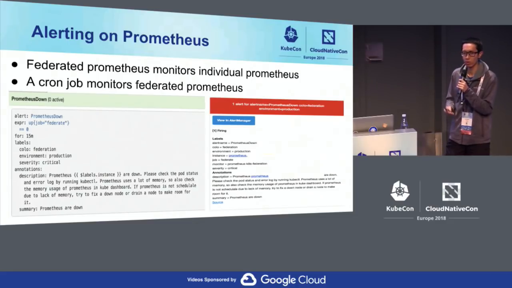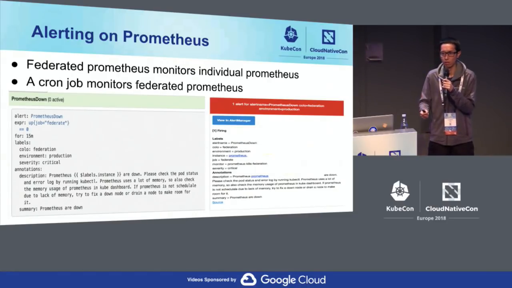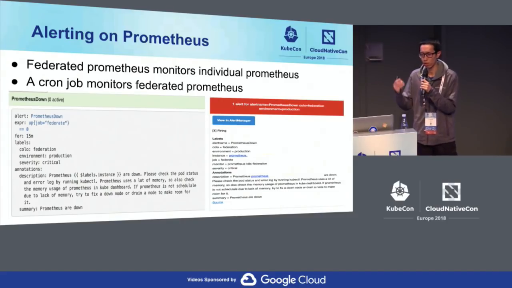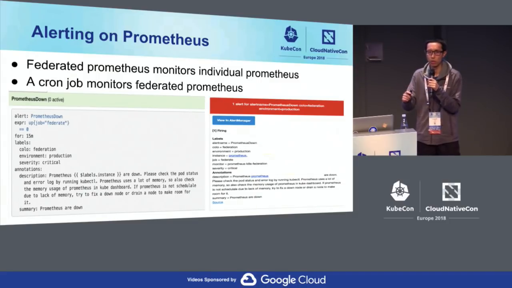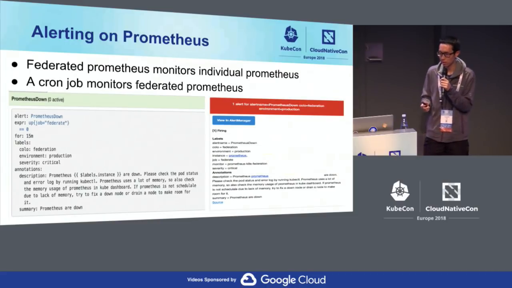So, of course, we couldn't miss the most important alert, which is to alert on our Prometheus server. Obviously, if the Prometheus server goes down, none of this will work. So to do this, we set up an alert in our federated Prometheus server. And if any individual Prometheus server goes down, an alert will be triggered in the federated Prometheus server, and we will receive the notification.